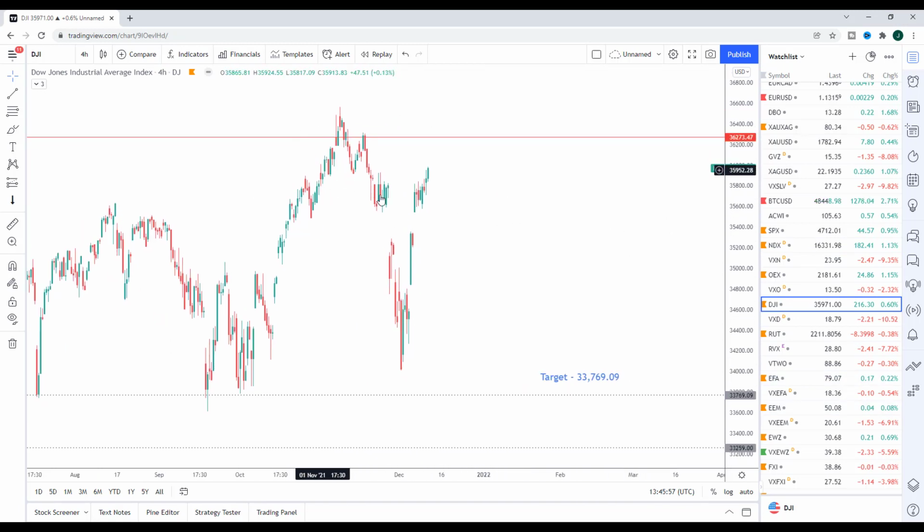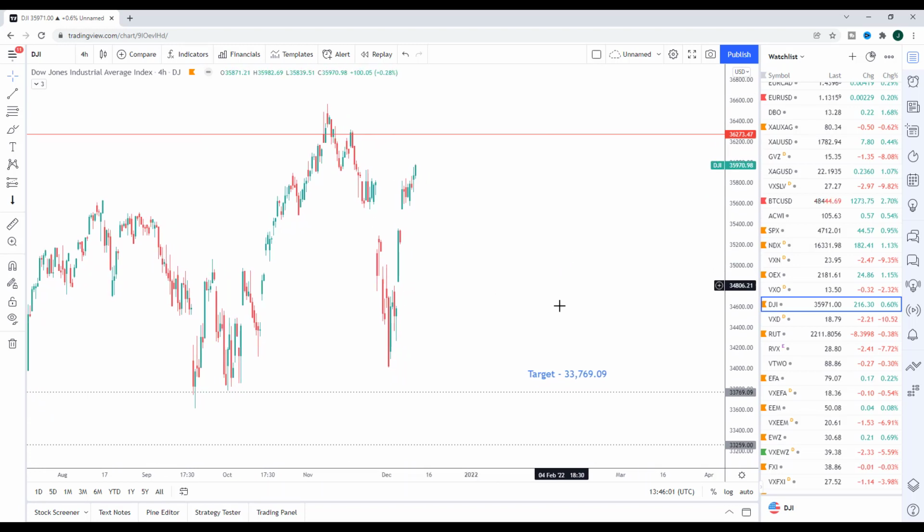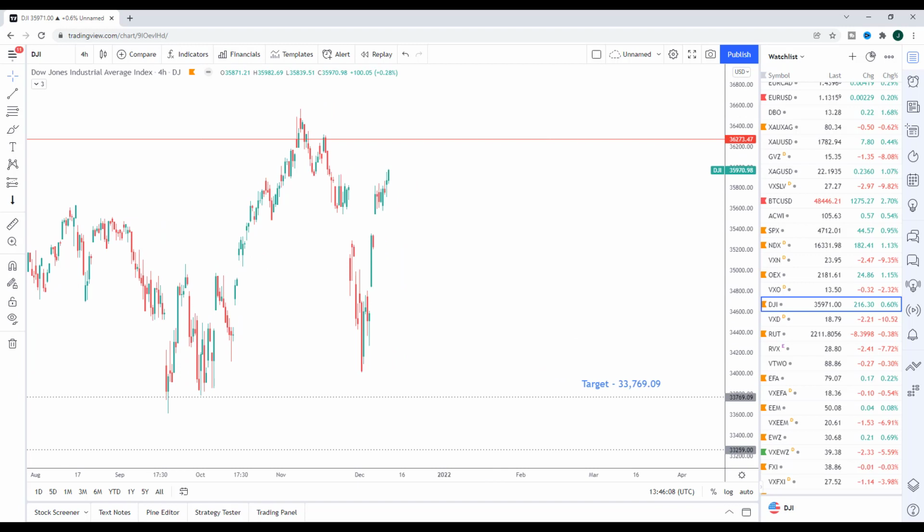It's actually still, technically speaking, structured to the downside. So I go into next week neutral on the Dow Jones, and if we get a hawkish Fed, I would expect to see further declines in this market, and we could be coming all the way down to 33769.09.